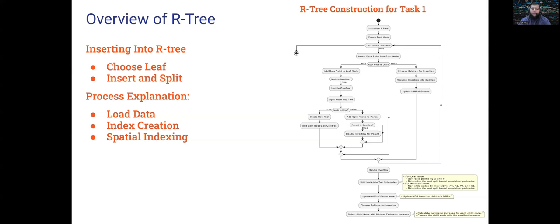So the process explanation is that data points are loaded directly into the code. Index creation is that the R-tree index is created by iterating through each data point, and each point is inserted into the tree with a bounding box defined by the point's coordinates, since points are zero-dimensional in terms of area, and spatial indexing, and this method automatically handles the placement of the new point into the correct node of the R-tree, including choosing the correct leaf based on minimum bounding rectangle enlargement and performing splits as necessary.